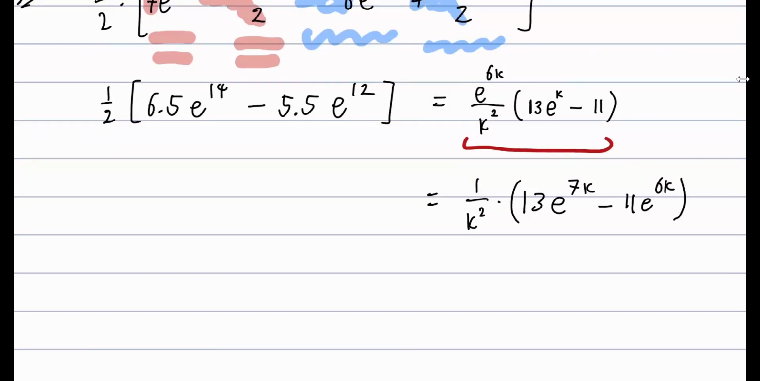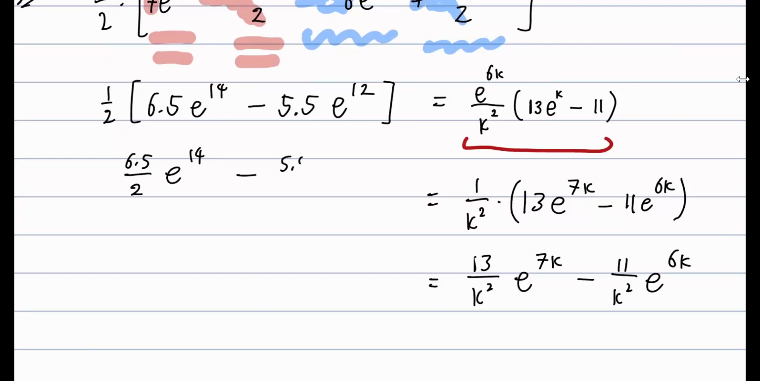If still cannot, then don't worry, expand again. I think it's easier that way. Just expand everything term by term. So we end up with 13 over k squared times e to the power of 7k minus 11 over k squared times e^6k. Left hand side, just expand. So we get 6.5 over 2 times e^14 minus 5.5 over 2 times e^12. Let's simplify. 6.5 over 2, what is it? 3.25 e^14. 5.5 over 2 becomes 2.75e^12.